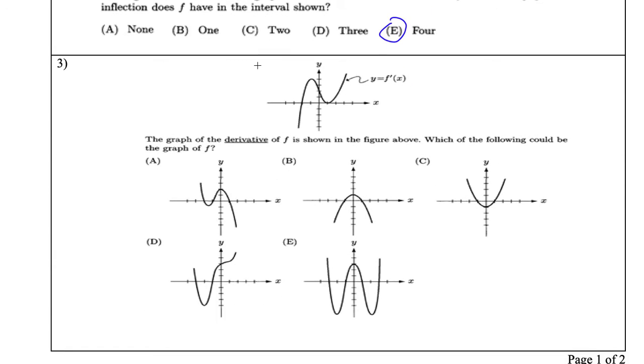Number 3. The graph of the derivative is shown in the figure above. Which of the following could be a graph of f? So this is graph f prime. f prime went from a negative to a positive here. So that is a what? This right here is a minimum. A minimum occurred at -1, -2. And then I have a maximum over here. No, that's not a maximum.